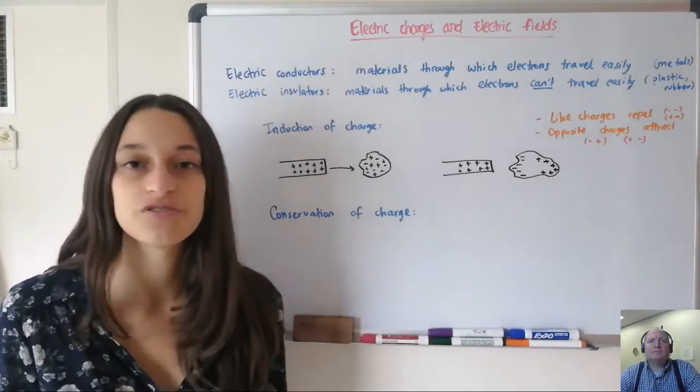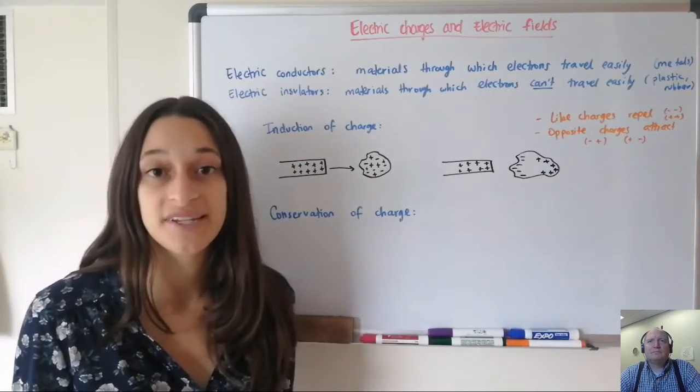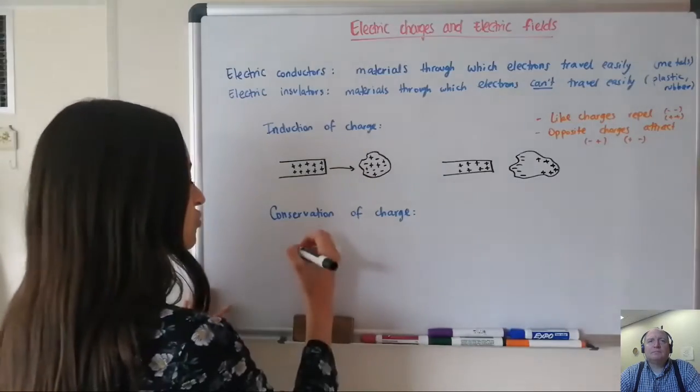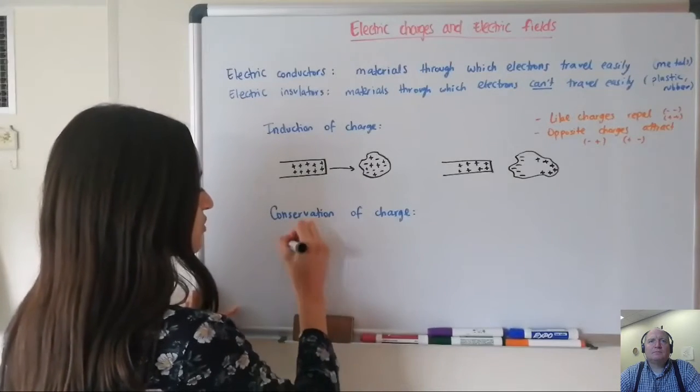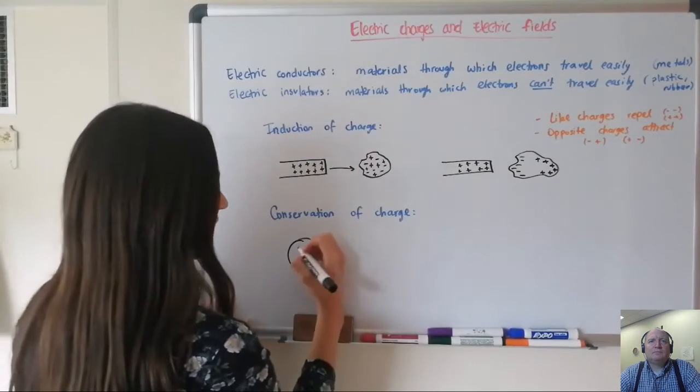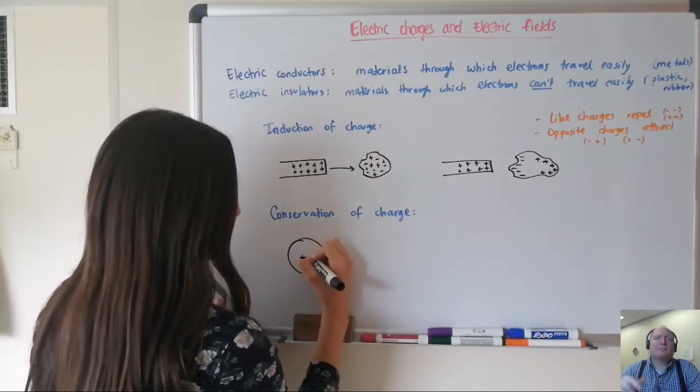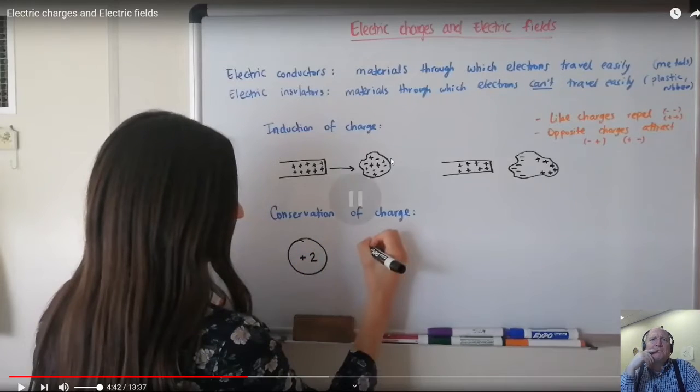So we can use this conservation of charge to do an example. Suppose you have two charged metal objects, so they are conductors. One has a charge of +2.